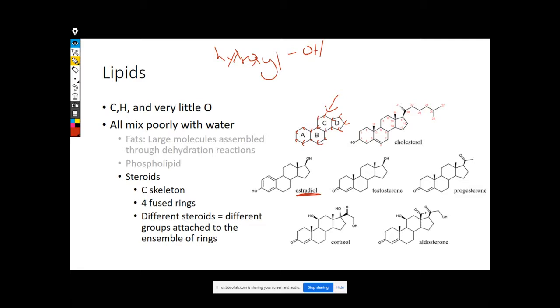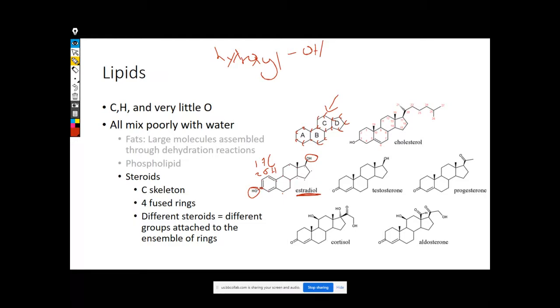Okay, now estradiol has some hydroxyl groups, right? Got two. But it's a pretty big structure. Okay, 1, 2, 3, 4, 5, 6, 7, 8, 9, 10, 11, 12, 13, 14, 15, 16, 17 carbons and 2 hydroxyls.